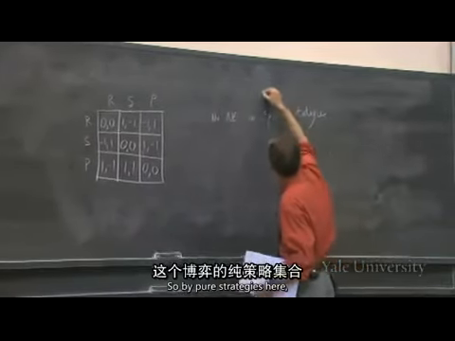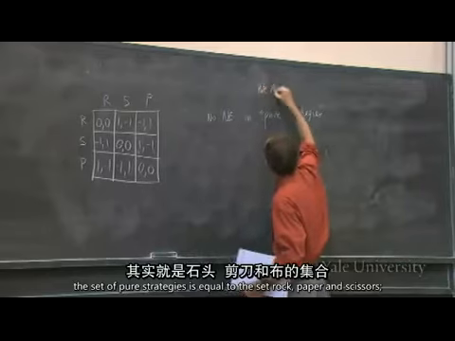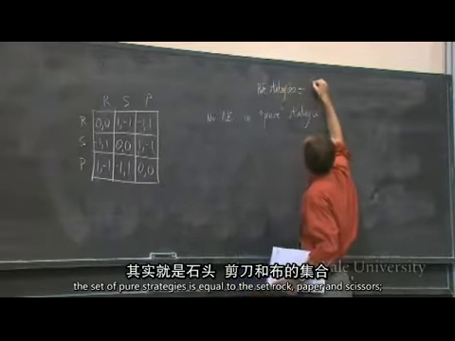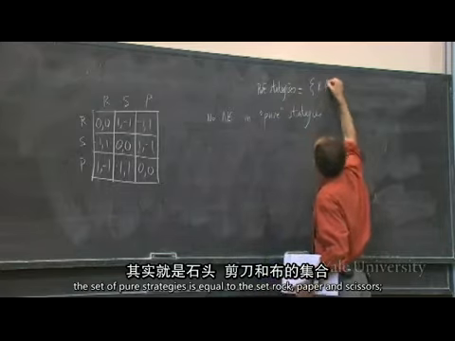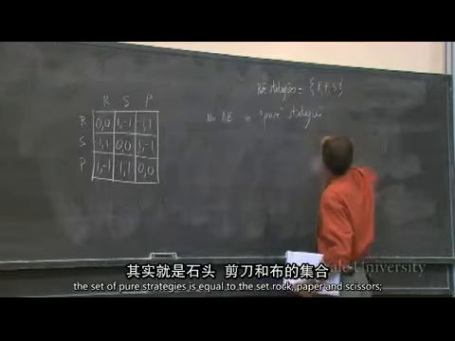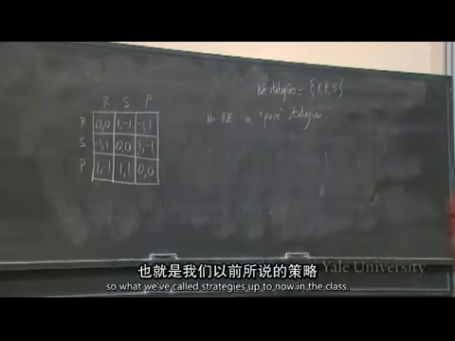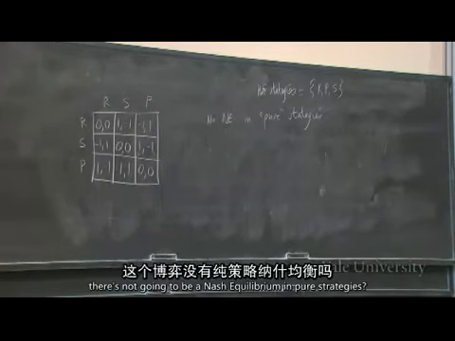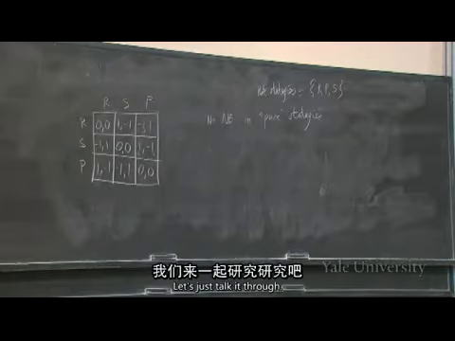So by pure strategies here, the set of pure strategies is equal to the set rock, paper, and scissors. What we've called strategies up to now in the class. Now, can everyone see why there's not going to be a Nash equilibrium in pure strategies? Let's just talk it through.